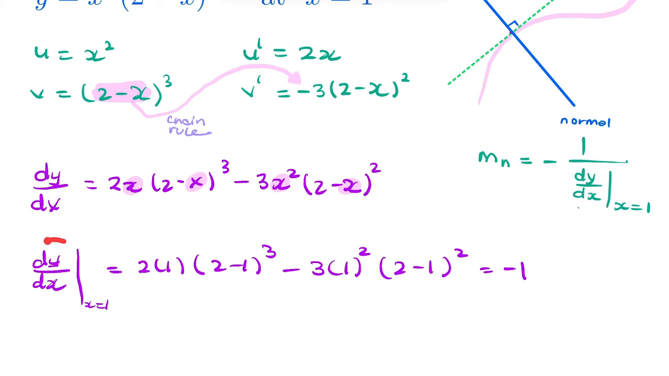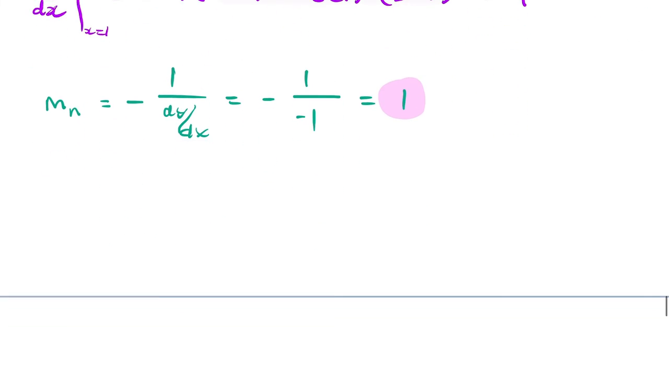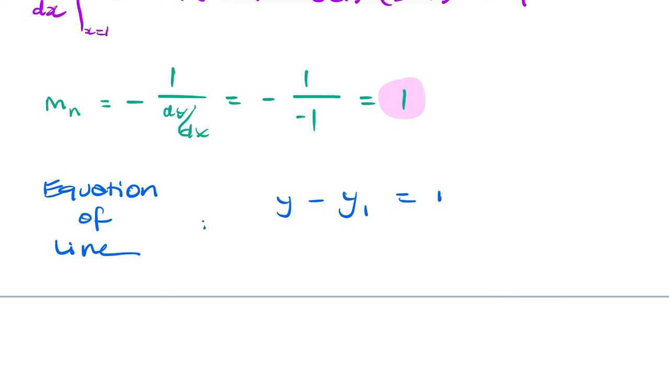So now we know dy by dx, we can find the gradient of the normal. And because it's perpendicular, it'll be minus 1 over dy by dx. So it's negative 1 over negative 1. And that's simply 1. So that's the gradient of the normal. Now you want the equation of the normal, which is just the equation of a straight line. And the equation of a straight line can be written as y minus y1 equals m times x minus x1.